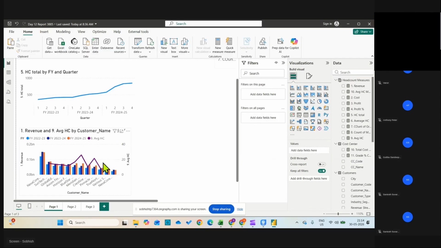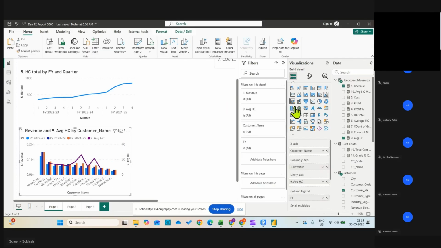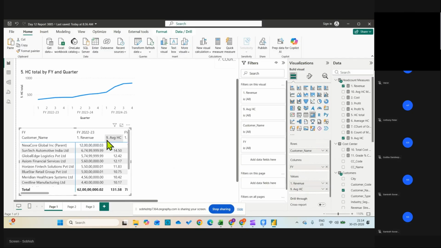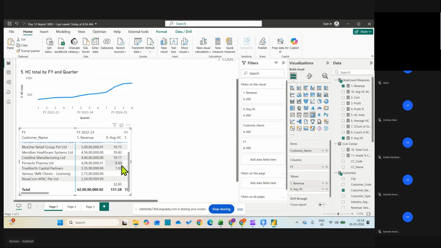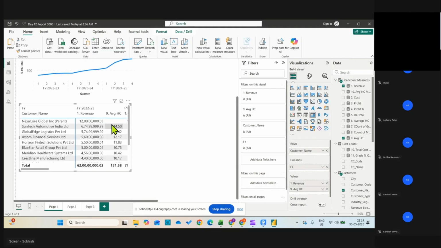Now some of these customers don't have any headcount allocated, especially the intercompany transfers. So if you use a metrics table, you see that the average headcount is blank for some of the customers, like various SMB clients. It's a licensing revenue. Nexacore. There is no headcount here. So how can I remove the clients where I don't have any headcount deployed? I do not want to show the revenue for the accounts where I don't have any headcount deployed.